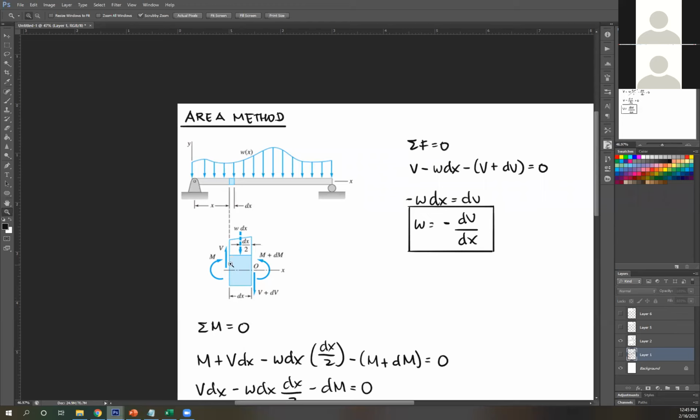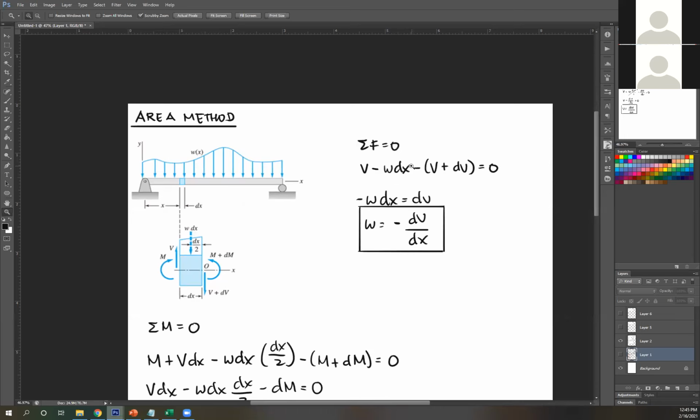So on this side, you're going to get moment M and shear force V to counter this load. And then to react to that, you also get your moment on the right side and shear force on the right side. The reason why this is M plus dM is because over this small length, you get a differential moment. Same thing with shear. Over this small length, you get an additional shear, dV. So from this figure, you're going to create your equilibrium equations.